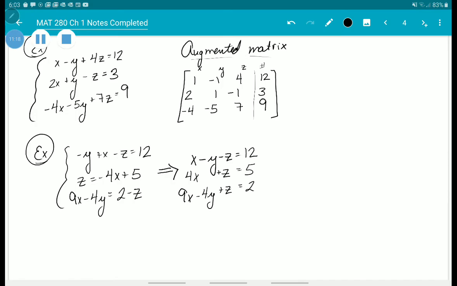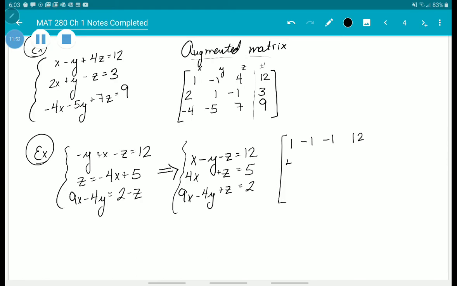So when I rewrite the system, this is in proper form. Notice the x's are lined up vertically, the y's are lined up vertically, and the z's are lined up vertically. And then we have that equal sign separating the variable terms from the number terms. So if I want to write the augmented matrix here, that first equation says 1x minus y, so put minus 1 there, minus z is equal to 12.